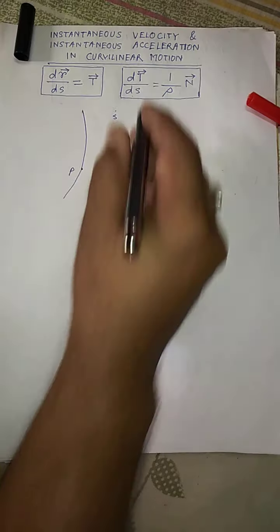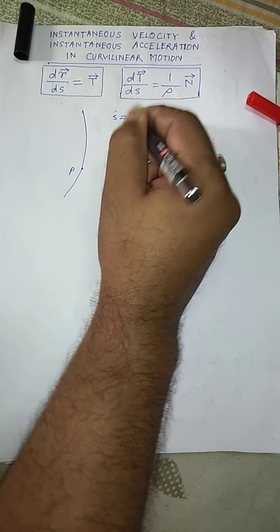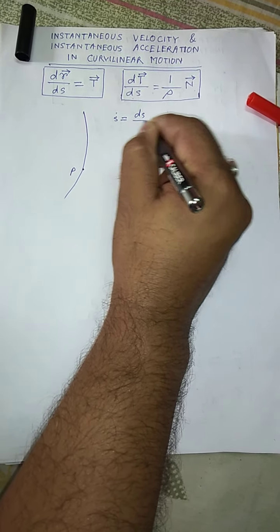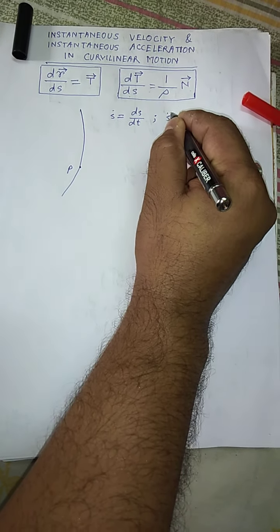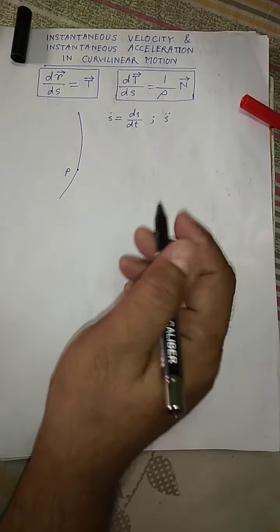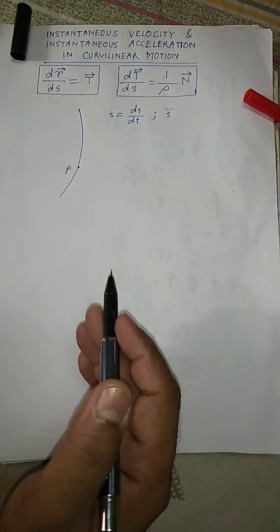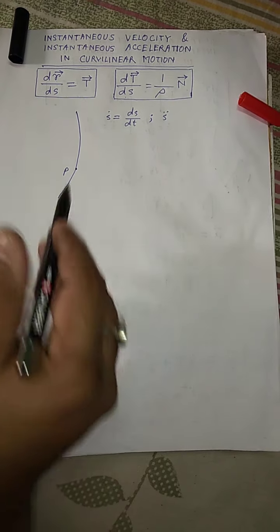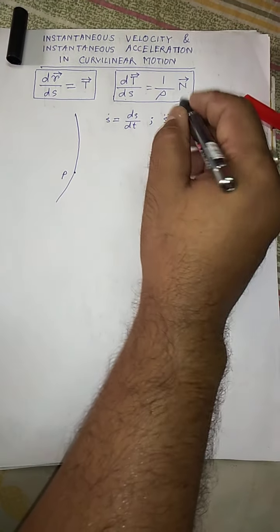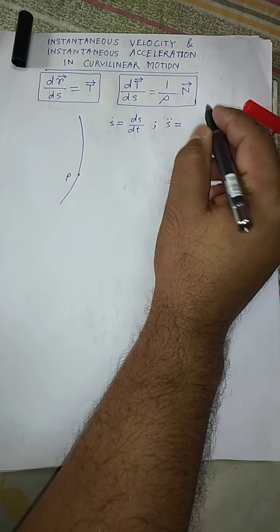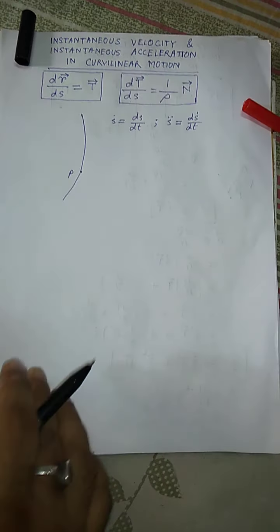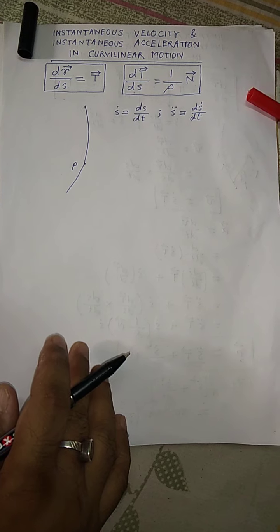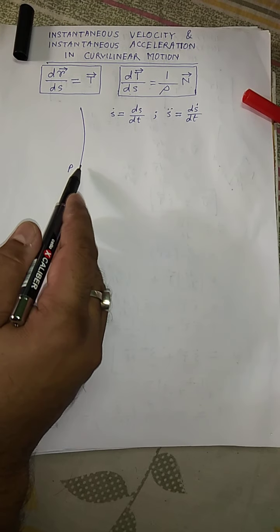S dot denotes the instantaneous speed of the particle at point P, and S dot is equal to ds dt. S double dot denotes the instantaneous rate of change of speed of the particle at point P, and S double dot is equal to ds dot dt. Now let's find the expression for the instantaneous velocity of the particle at point P.